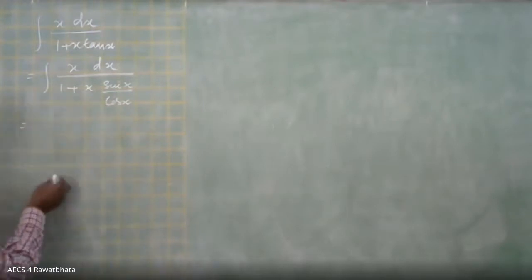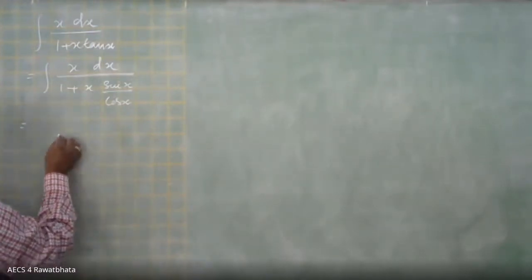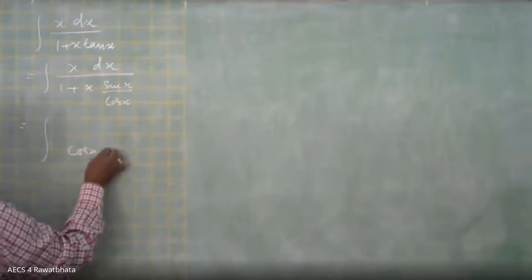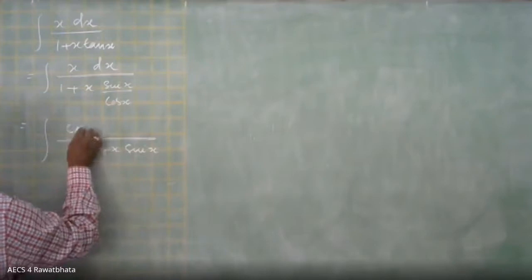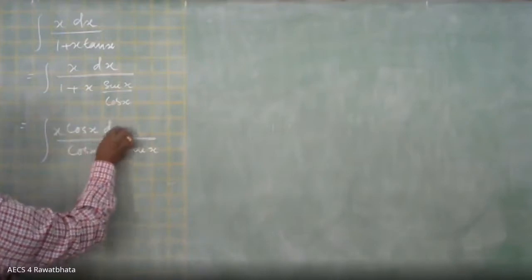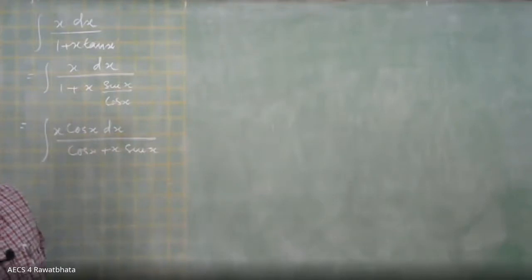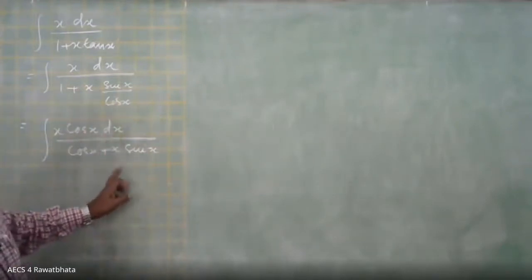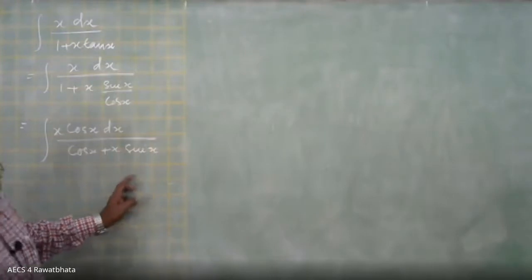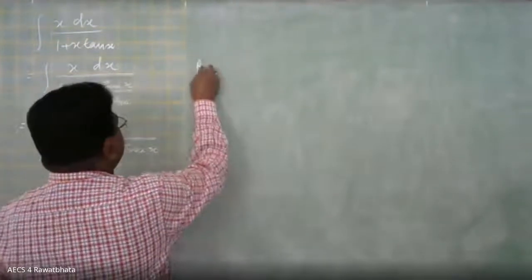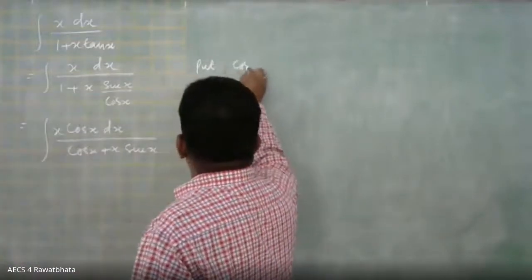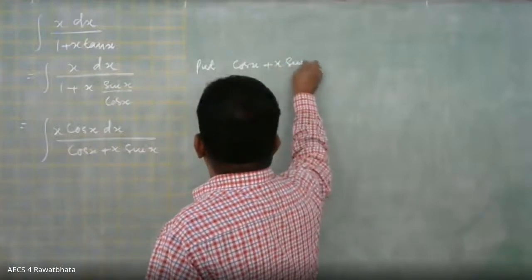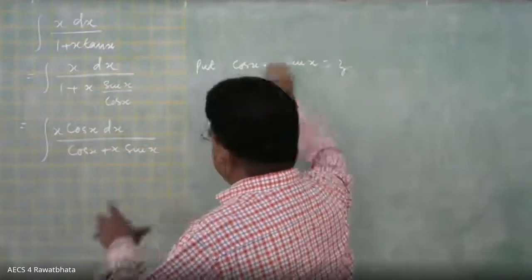Okay. Now taking the LCM here, the integral is of x cos x dx upon cos x plus x sin x. Now put cos x plus x sin x equal to z.